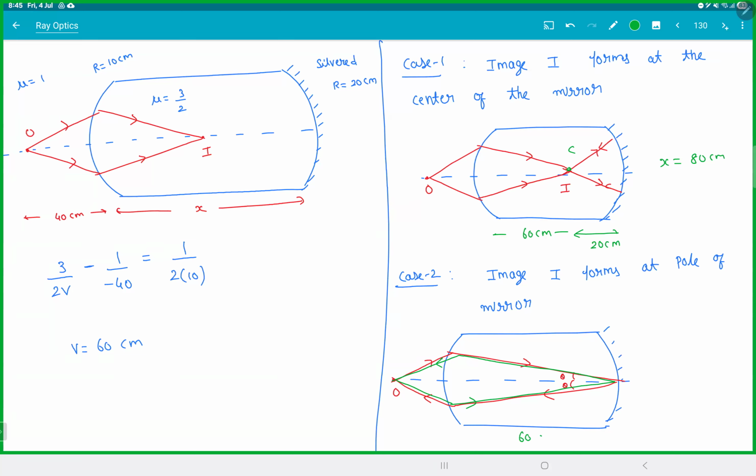So these are the two possibilities. If it's a more than one choice question, mark both of them. So keep this in mind. You can form the image at the pole of a mirror or image at the center of the mirror. Both are acceptable.